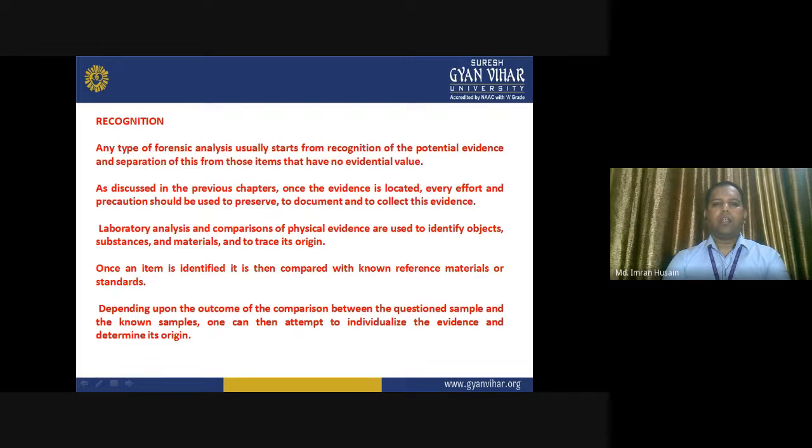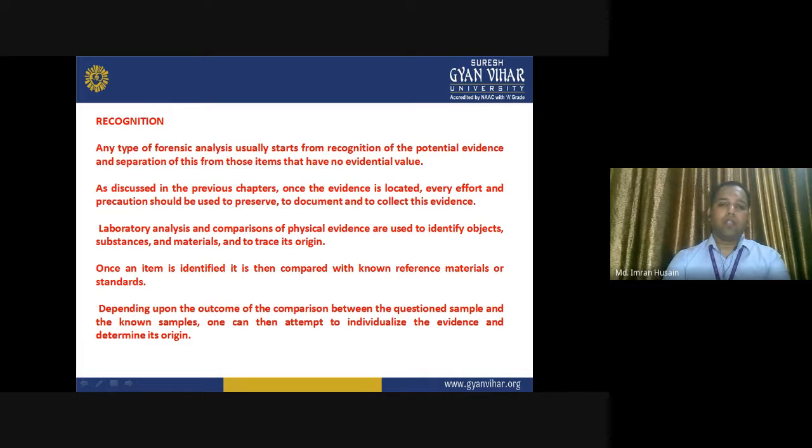Laboratory analysis and comparisons of physical evidence are used to identify objects, substances, and materials and to trace their origin. So you must identify the objects, substances, and materials along with their place of origin, where they were discovered and how, and what their value is when it comes to evidence and the forensic investigation.